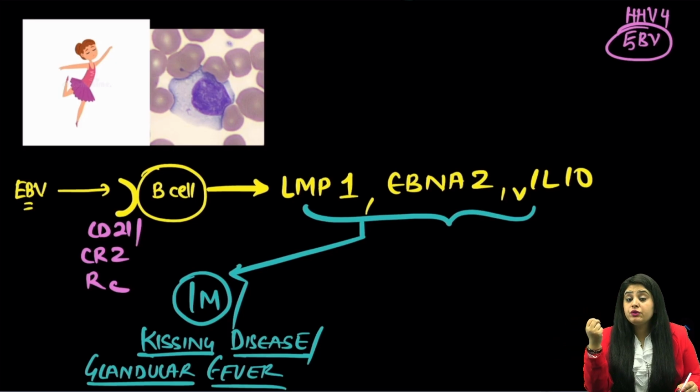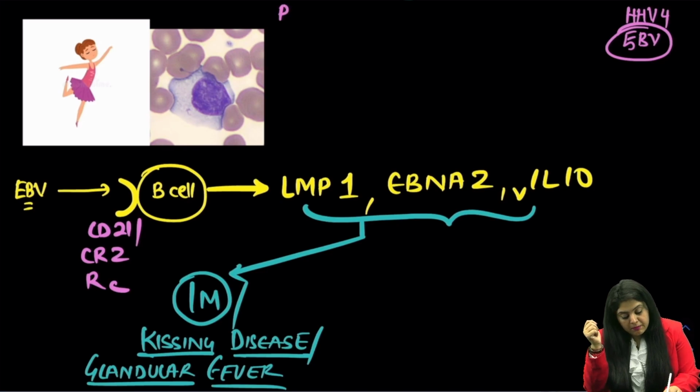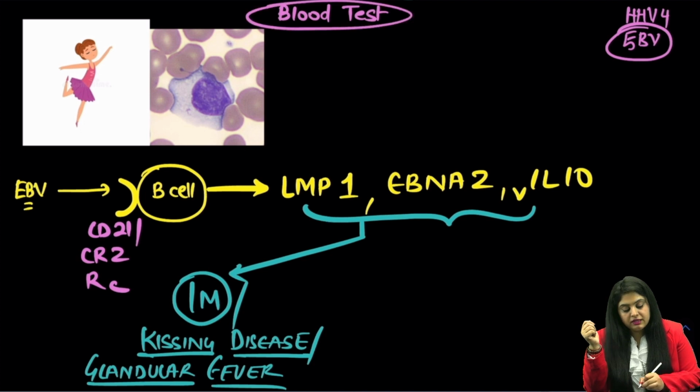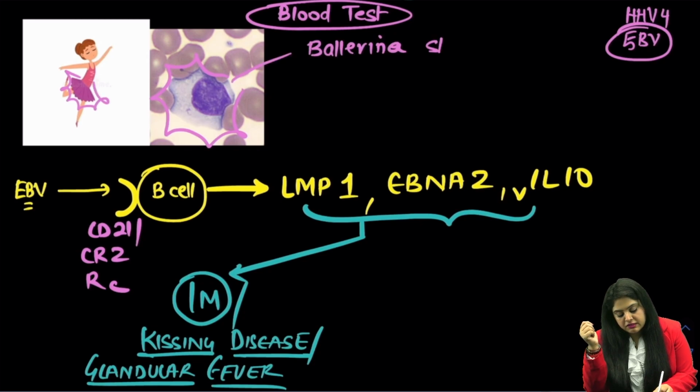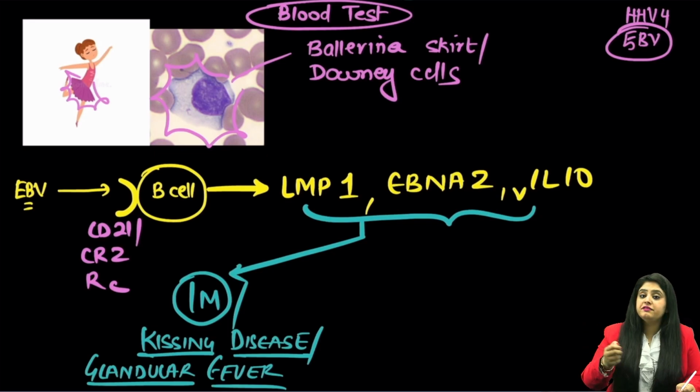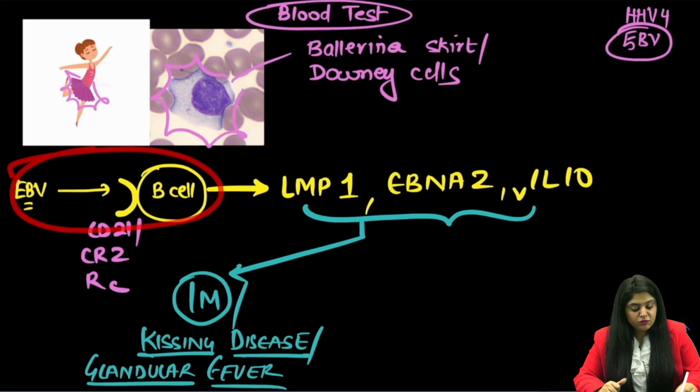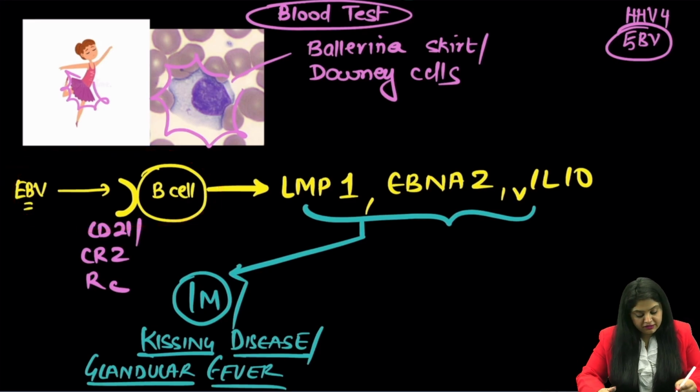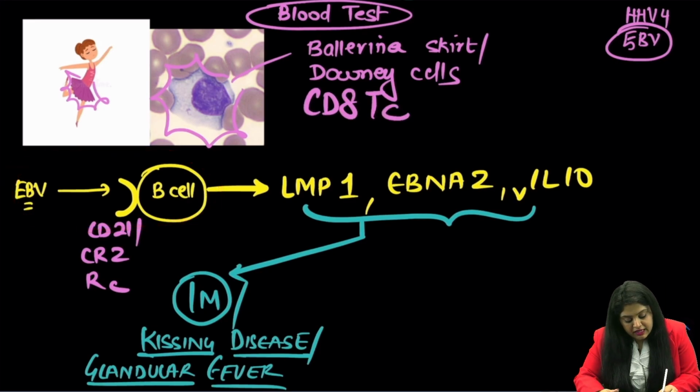That is infectious mononucleosis. Now when you do a blood test in a patient of infectious mononucleosis, please note that the blood test is going to show you a ballerina skirt appearance, like a ballet dancer. These cells are referred to as the Downey cells. And you will ask me, what are Downey cells? And to your surprise, if I ask you, are they B cells or T cells? Students believe, EBV was going into B cells, so this must be a B cell. No, Downey cells are CD8 T cells.